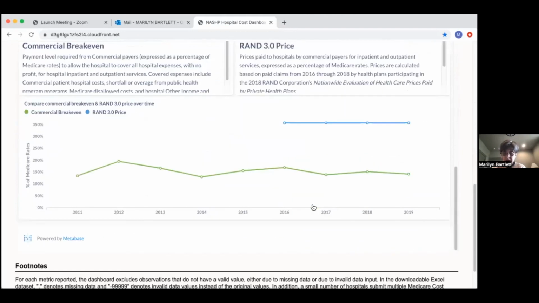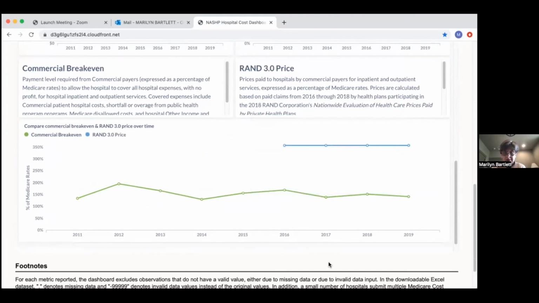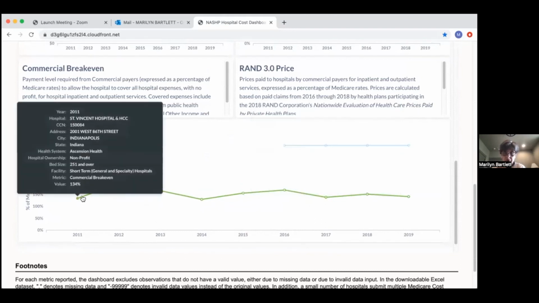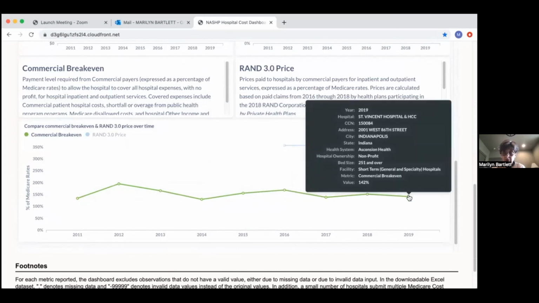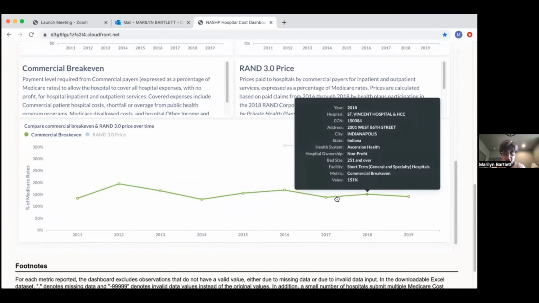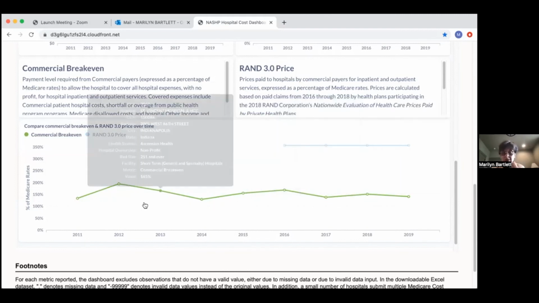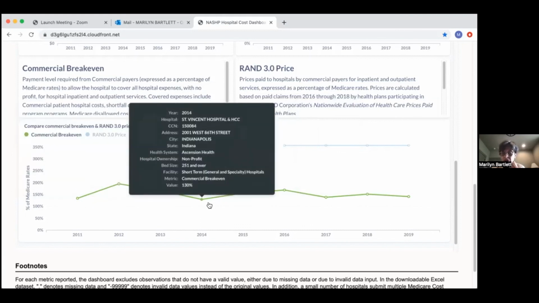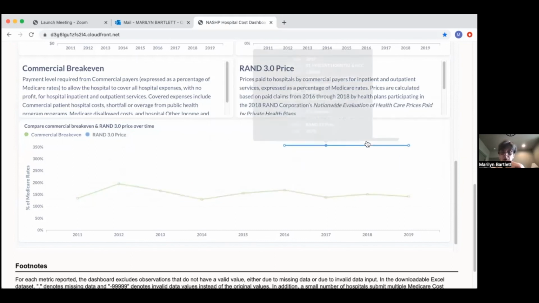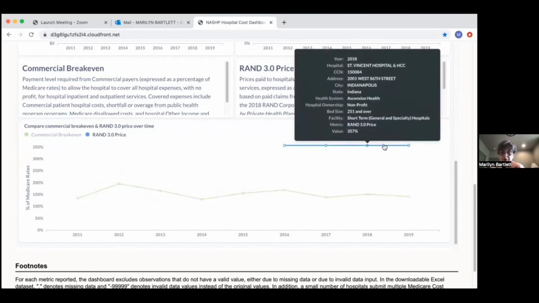We move down to break even. Here you can see that the trend for the break even for this particular hospital is down at 142%, 151. But something interesting, we're finding in most cases, the break even point doesn't really fluctuate all that much, except in years that there might be an anomaly in an expense or a merger or acquisition, but it has stayed fairly relative. We do post the RAND price here. The RAND price from St. Vincent Hospital is 357%.